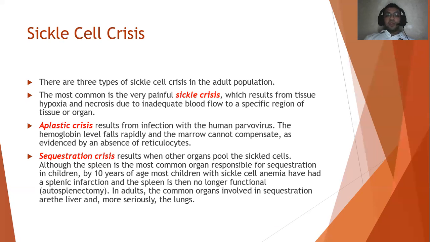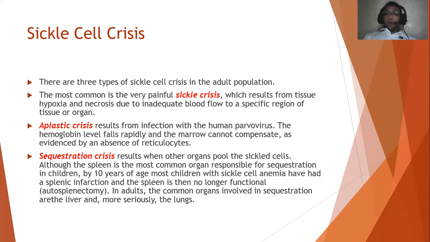Aplastic crisis results from infection with the human parvovirus. The hemoglobin level falls rapidly and the bone marrow cannot compensate, as evidenced by the absence of reticulocytes. So this is one of the crises that are seen as well. And we have the sequestration crisis. This results when other organs pull the sickled cells. Most common is the one in the spleen, the one I have explained earlier.